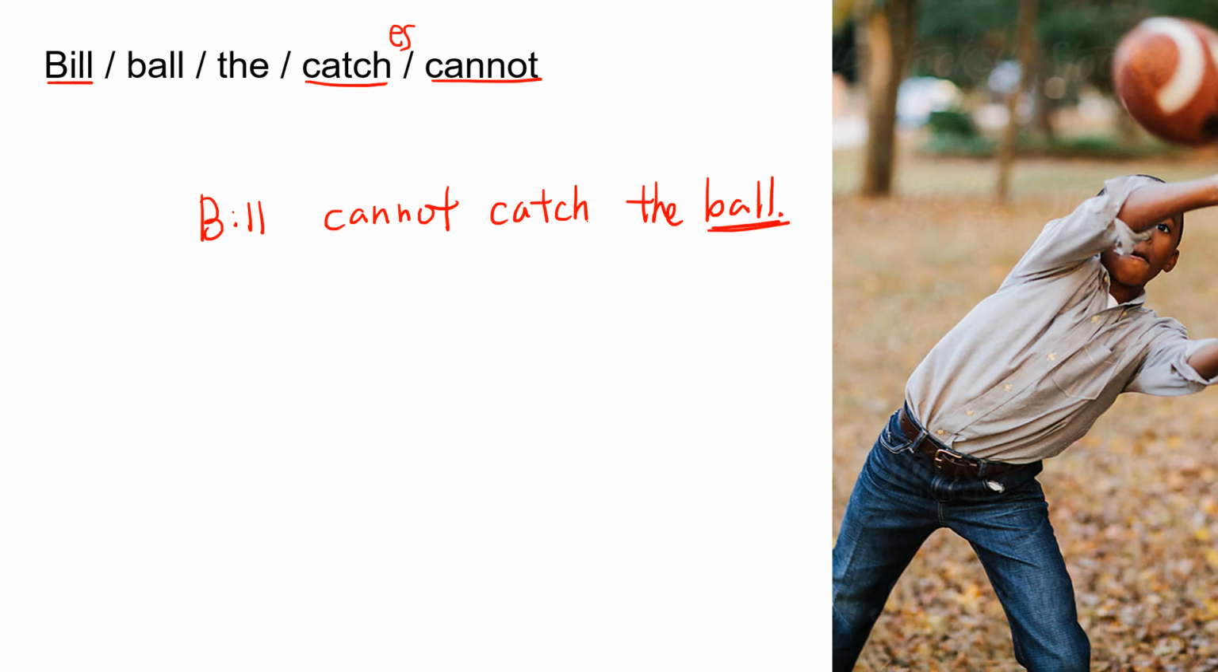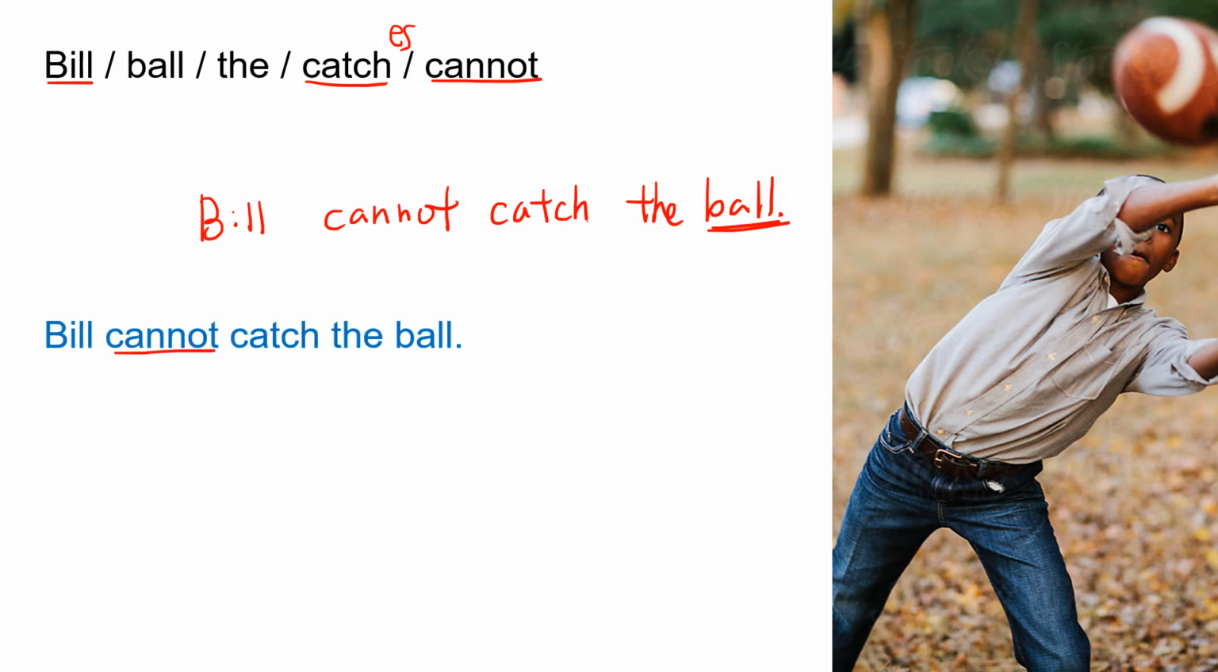Bill looks like the subject, so Bill. And then catch is the verb. But we don't need catches because we have cannot, the auxiliary. So cannot, and then verb catch. Bill cannot catch what? Ball. This is the object, the ball. Bill cannot catch the ball.